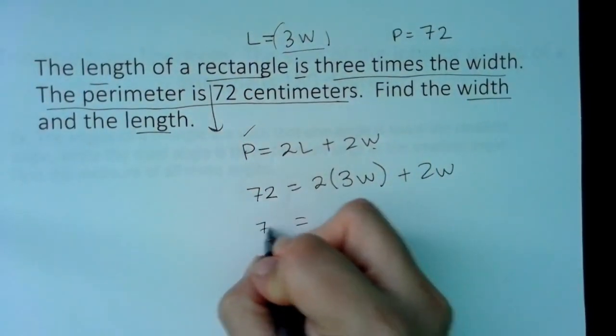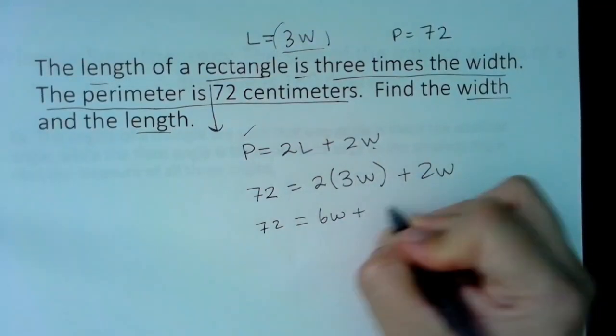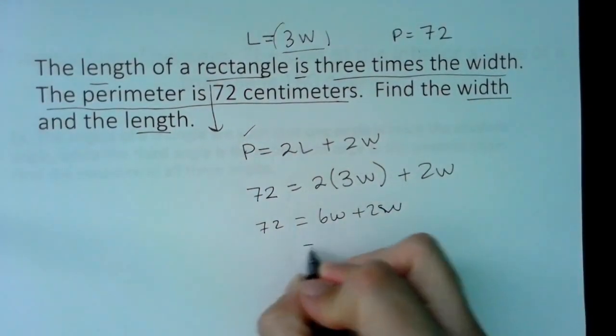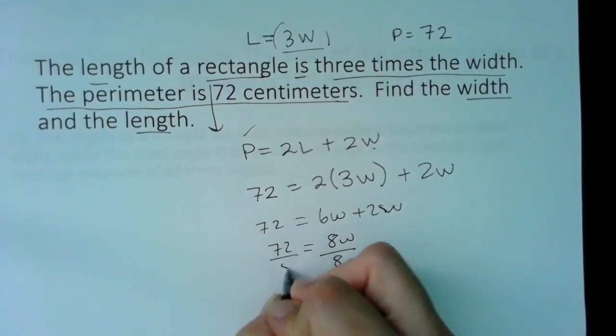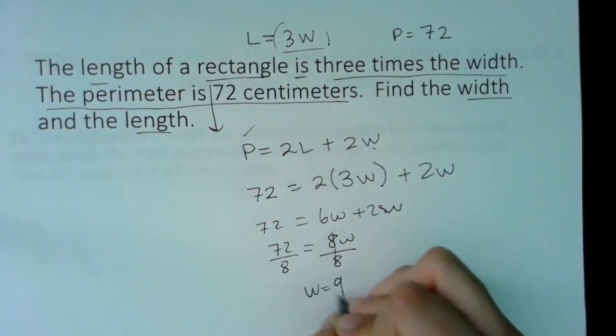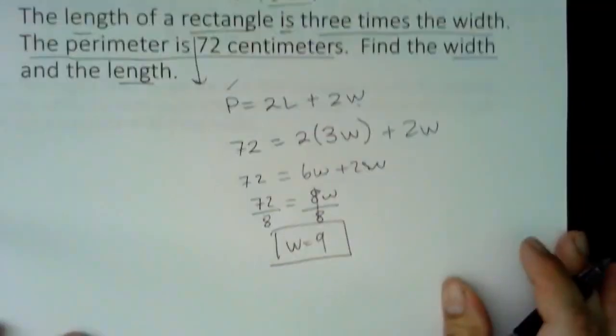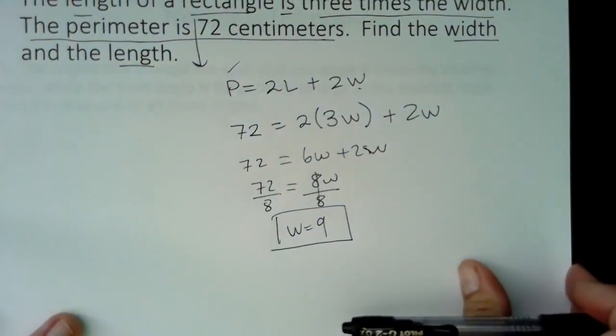So that's going to be 72 is equal to 6w plus 2w, and that's going to be 8w, 72, divide by 8, w is equal to 9.